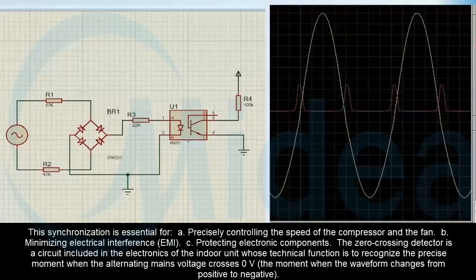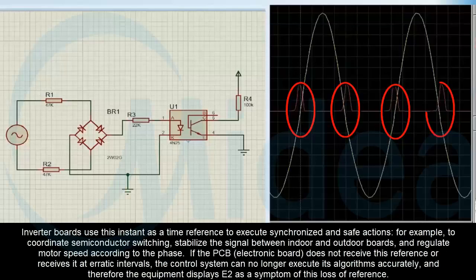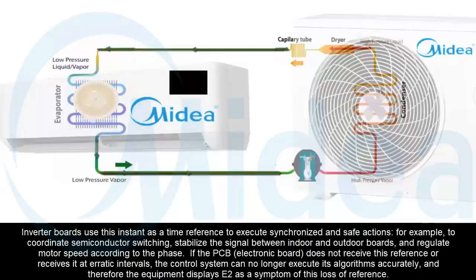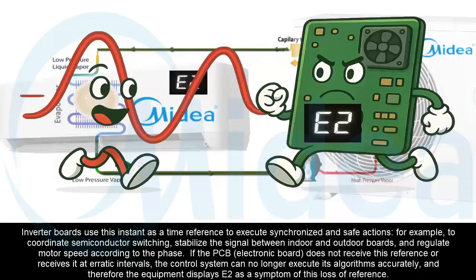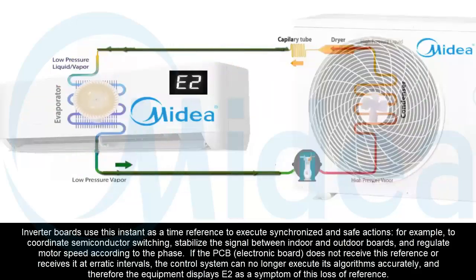function is to recognize the precise moment when the alternating mains voltage crosses 0 volts, the moment when the waveform changes from positive to negative. Inverter boards use this instant as a time reference to execute synchronized and safe actions, for example, to coordinate semiconductor switching, stabilize the signal between indoor and outdoor units, and regulate motor speed according to the phase. If the PCB, electronic board, does not receive this reference or receives it at erratic intervals, the control system can no longer execute its algorithms accurately, and therefore the equipment displays E2 as a symptom of this loss of reference.